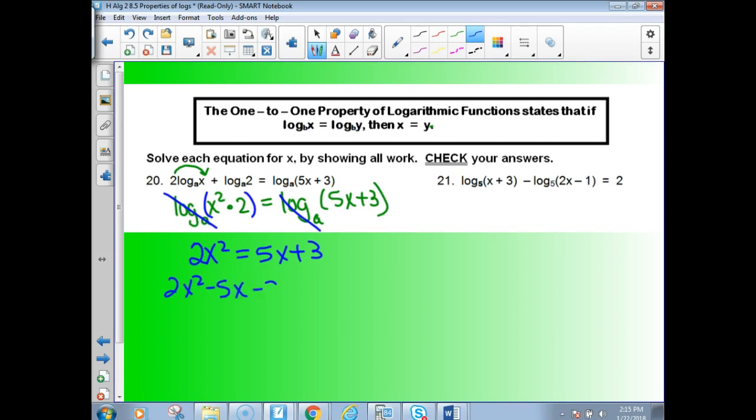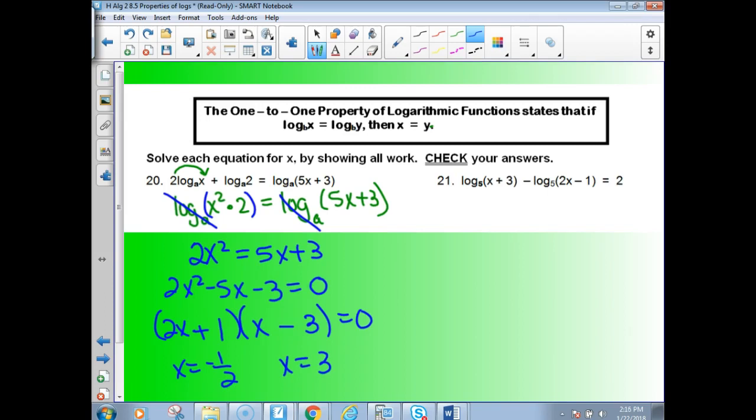Then I'm going to solve this quadratic by setting it to 0. So I'm subtracting 5x and 3 from both sides, and then I'm going to factor, if possible. Otherwise, you can use the quadratic formula or completing the square. So this is going to be 2x and x. Oh, I think I need the 3 down there. It needs to be a negative 6x plus 1x to get that negative 5x. Set each factor to 0 and solve. So I get x is negative 1/2 and x is 3.